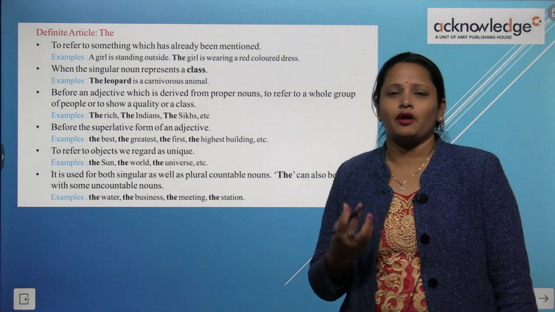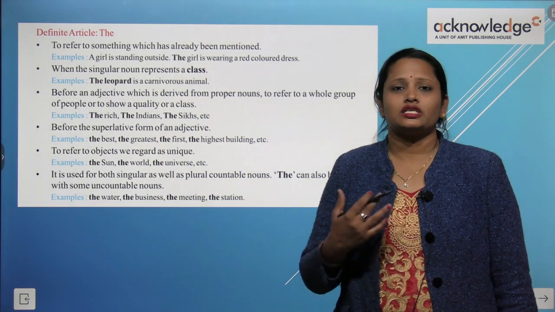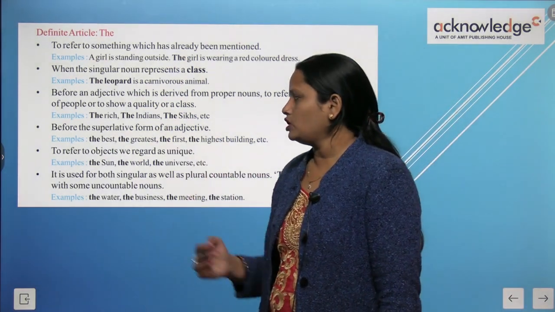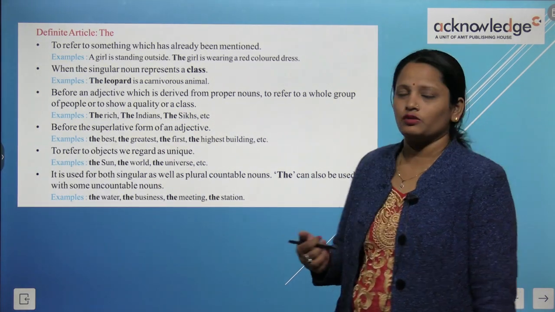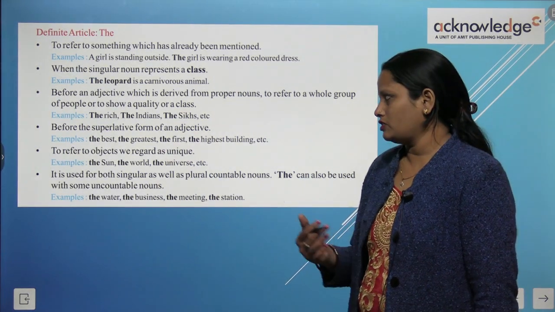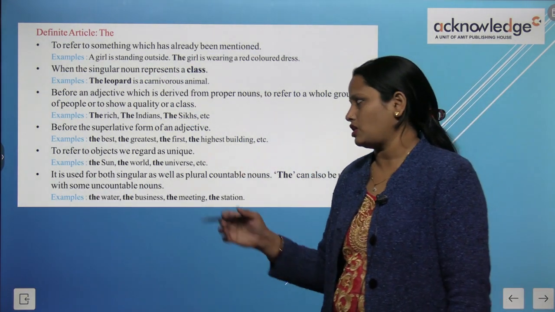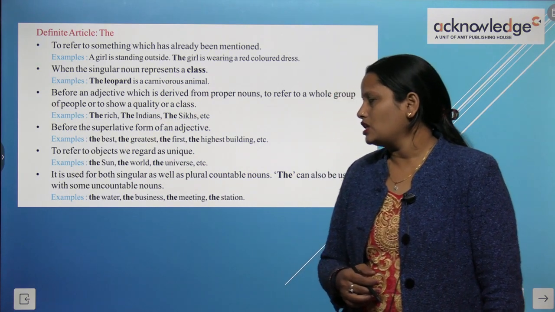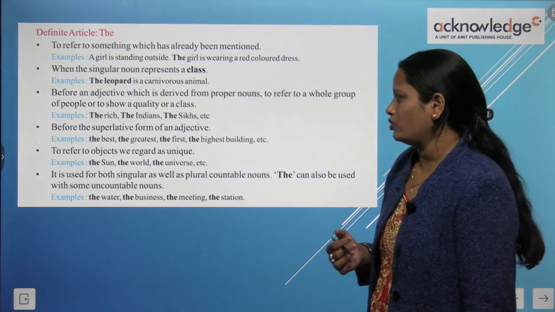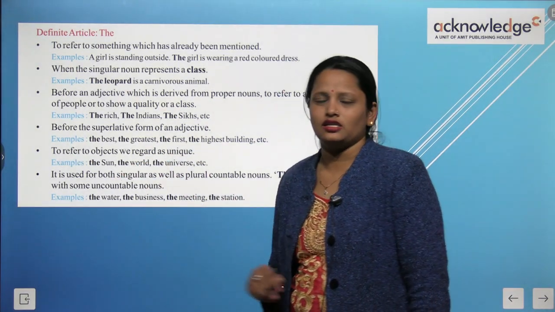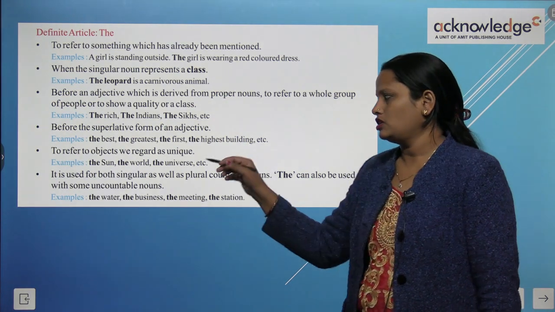So children, जैसे ही हम ये examples देख रहे हैं तो we are more clear कि ये points क्या कहना चाहते हैं. Before the superlative form of an adjective, आपने देखा होगा superlative degree में भी हम the use करते हैं before उस adjective से पहले. The best, the greatest, the first, the highest building, etc. To refer to objects we regard as unique. So ऐसे ऑब्जेक्ट्स जो यूनिक हो, जो सिर्फ एक हो, उनके साथ जो यूज करते हैं. For example, the sun, the moon, the stars and the universe.